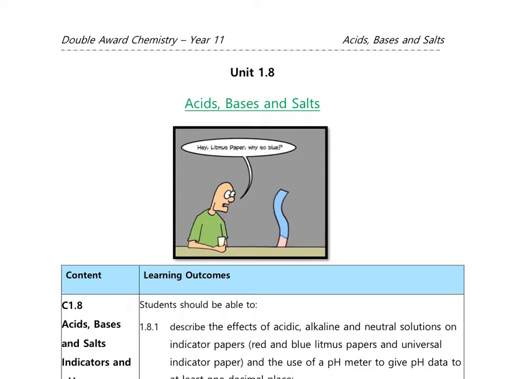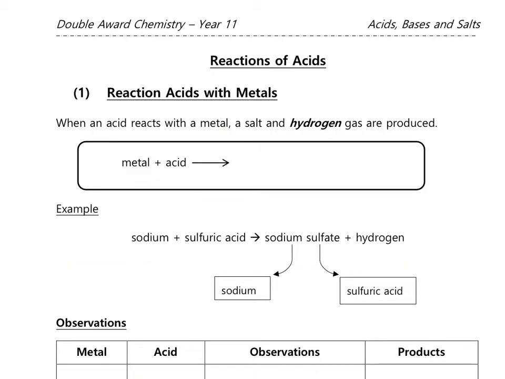Welcome to part 3 of your Unit 1.8 Acids, Bases and Salts topic. We're going to be starting on page 13 this time, looking at the reaction of acids with metal. So if you turn to page 13 in your booklet, it outlines the reaction of acids with metals, and that's our first of 4 specific reactions of acids that we need to look at, reactions of acids with metals.